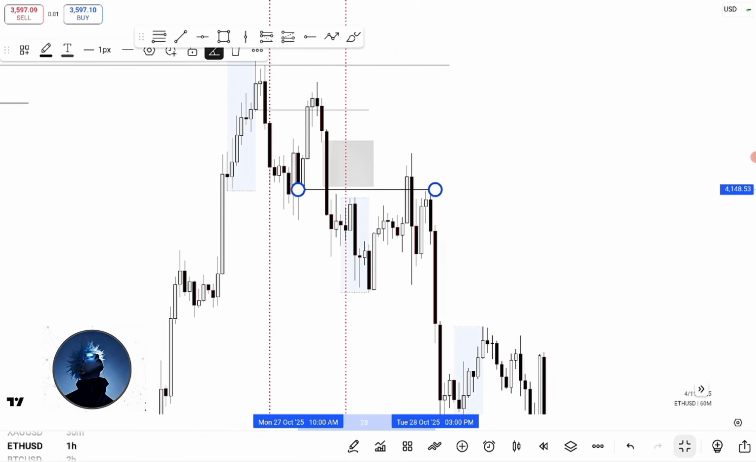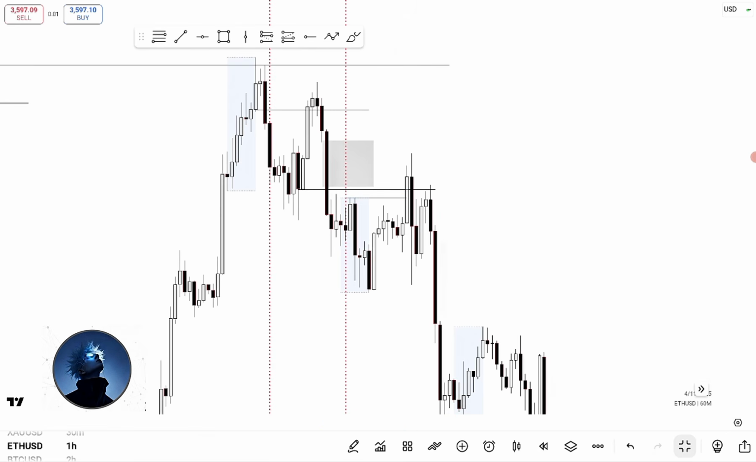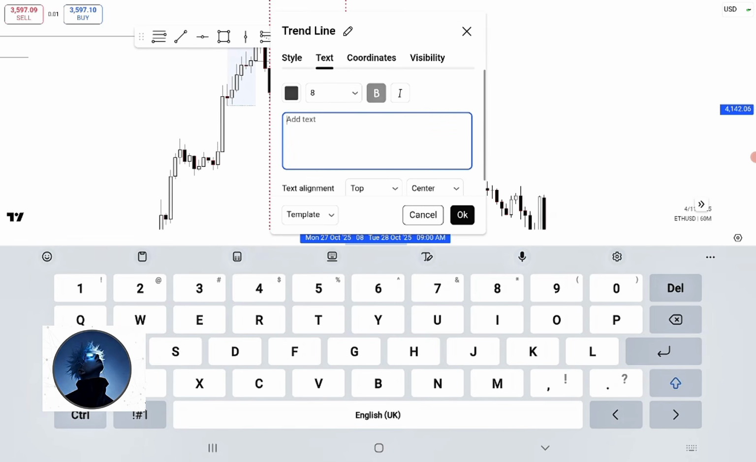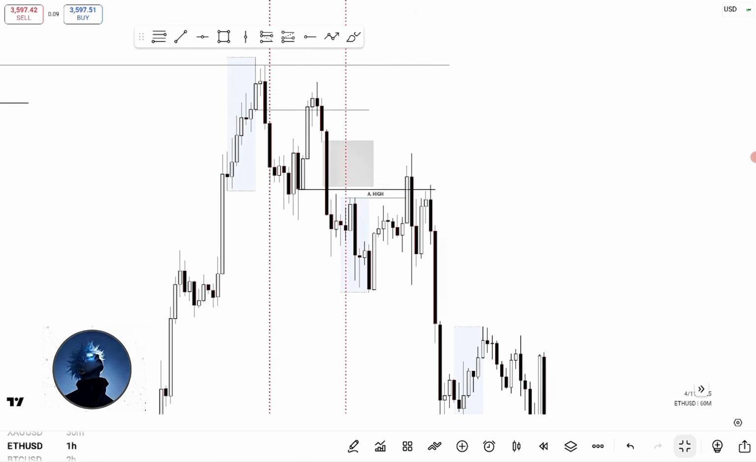I also have my Asian liquidity high complementing it, which makes it a very, very high probability for me. So the Asian high was complementing it right about here, which made it a very high probability for me.